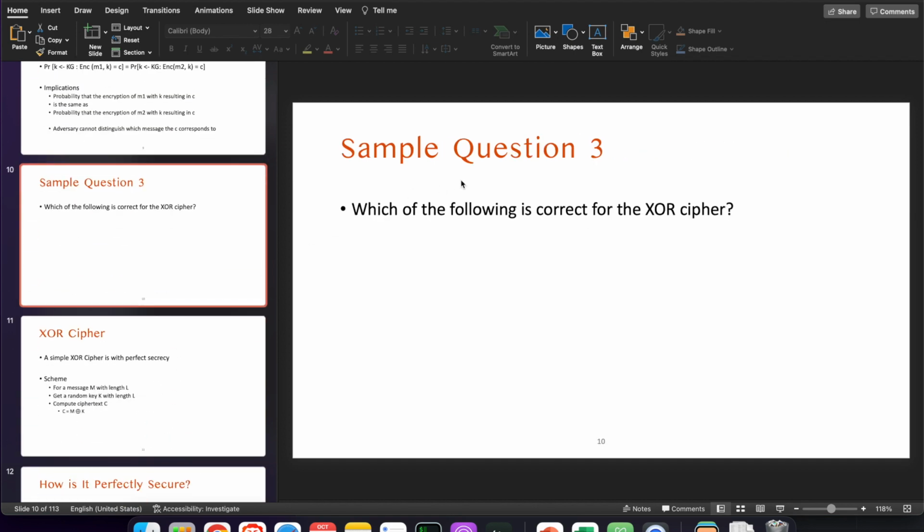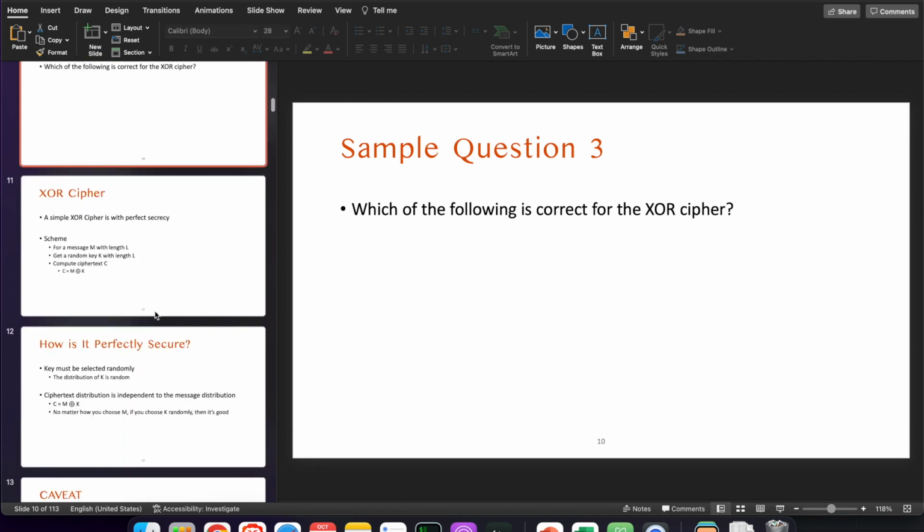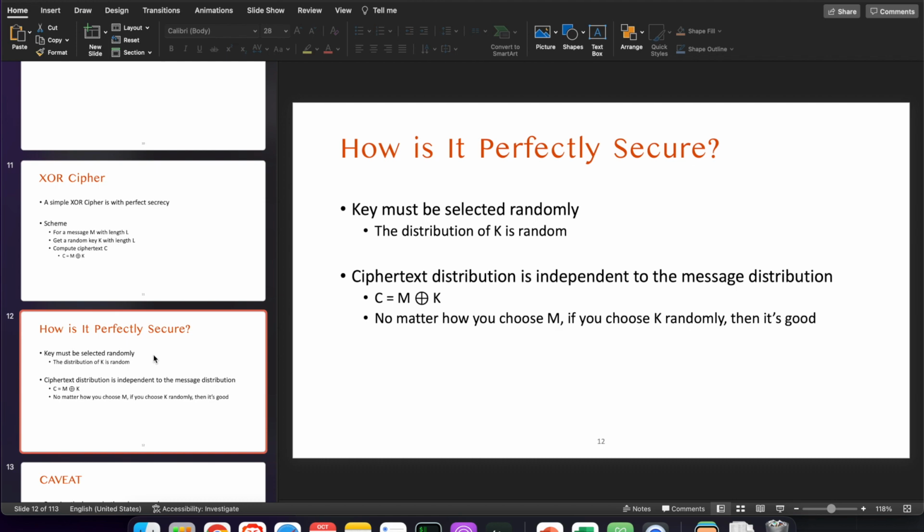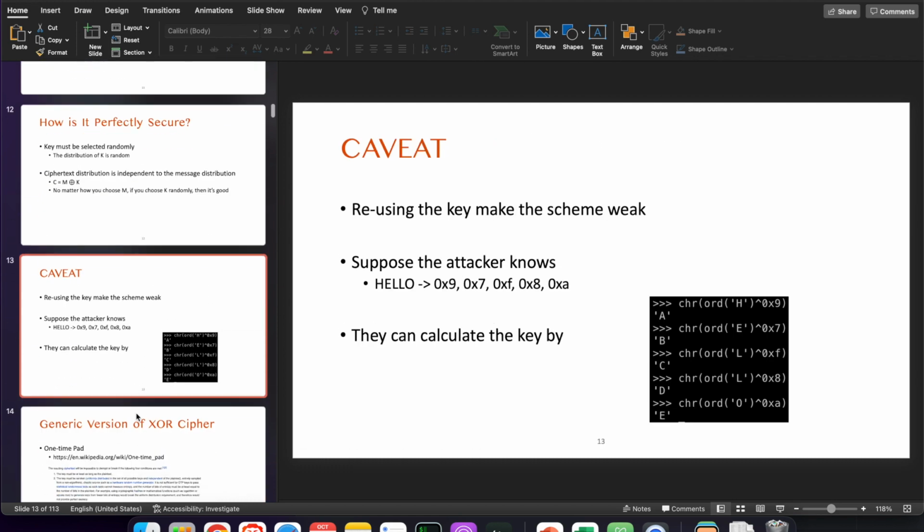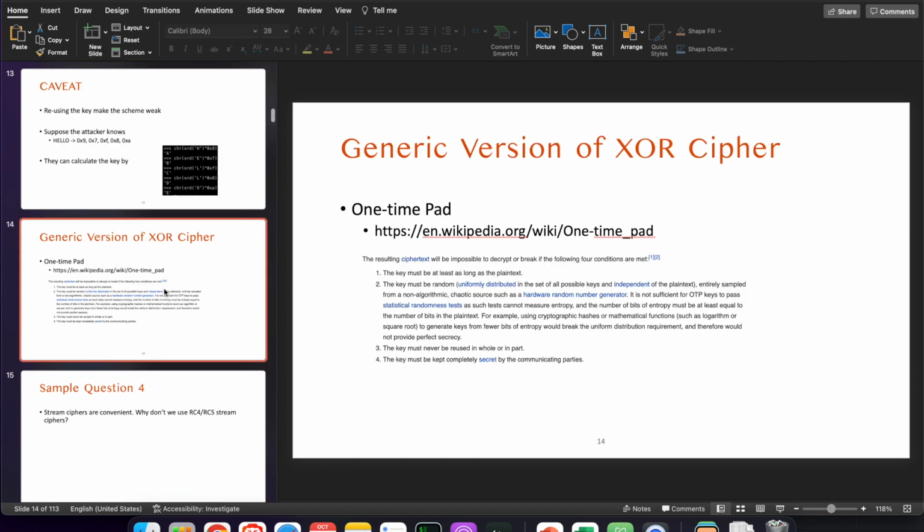Next is about the XOR cipher. Which of the following is correct for the XOR cipher? You will see some choices describing the XOR cipher, and you should choose the correct one. To study the XOR cipher, you can refer to the slide attached right after the sample question.